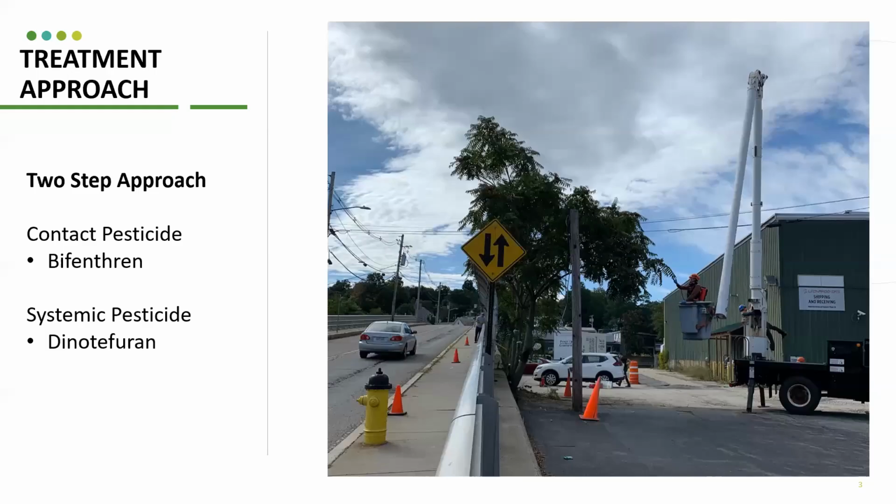So we took a two-step approach. Even though it was late September, we did have a really warm September. So the tree was still really green. It had a lot of good foliage, was moving a lot of material around. So we could still do our systemic Dinotefuran treatments. And we also wanted to do a contact pesticide. We chose to use bifenthrin for this.